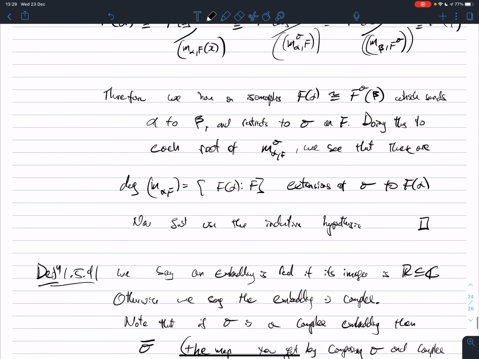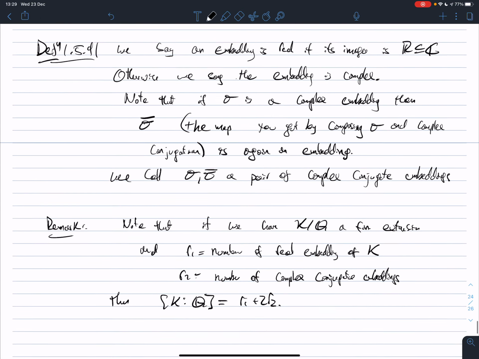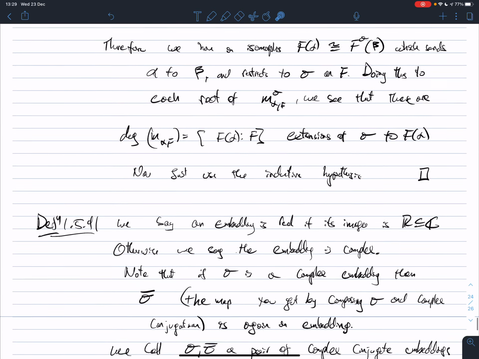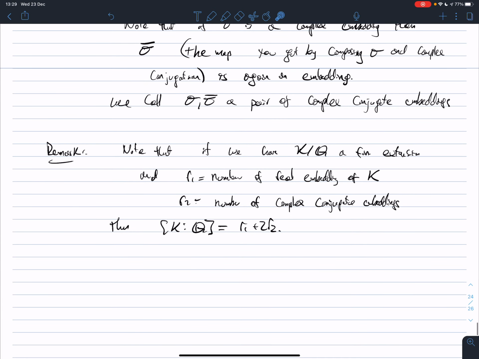So I said the number of ways of extending embeddings was the degree of the field. Now if my base field here was Q, then the number of ways of extending the identity embedding from Q into C is going to be the degree of K over Q. So this tells me that the number of embeddings of K over Q is the number of real embeddings plus twice the number of complex conjugate embeddings, because I've paired them up like this.